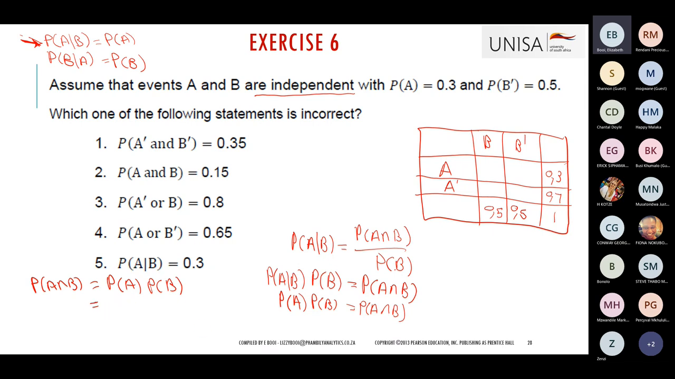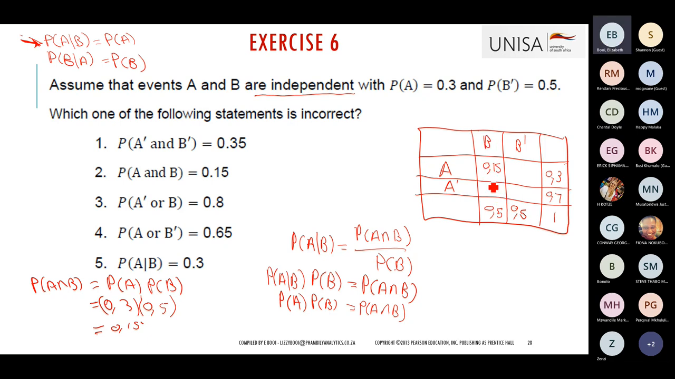So let's find the probability of A and B. We know the probability of A is 0.3. We know the probability of B is 0.5. So calculate that. 0.3 times 0.5? 0.15. It's 0.15, right? 0.15. So that is the joint probability. Then 0.15, we can write it there.